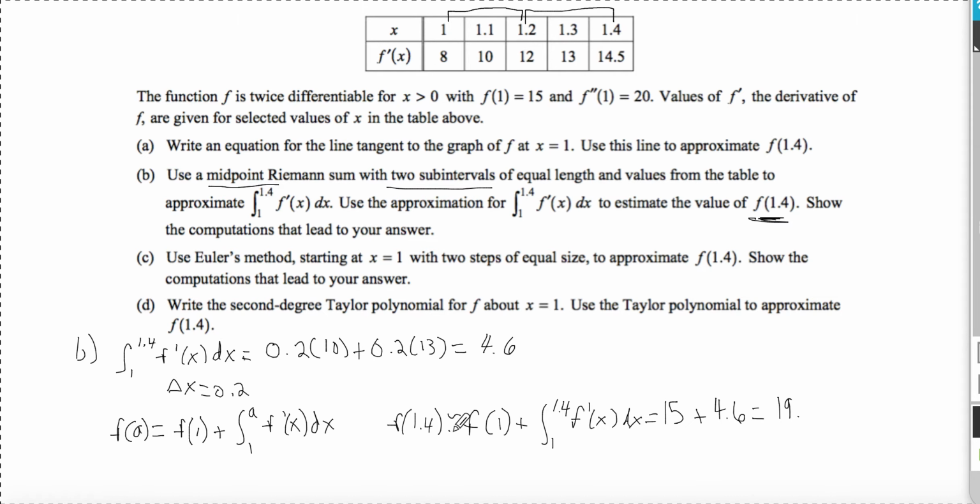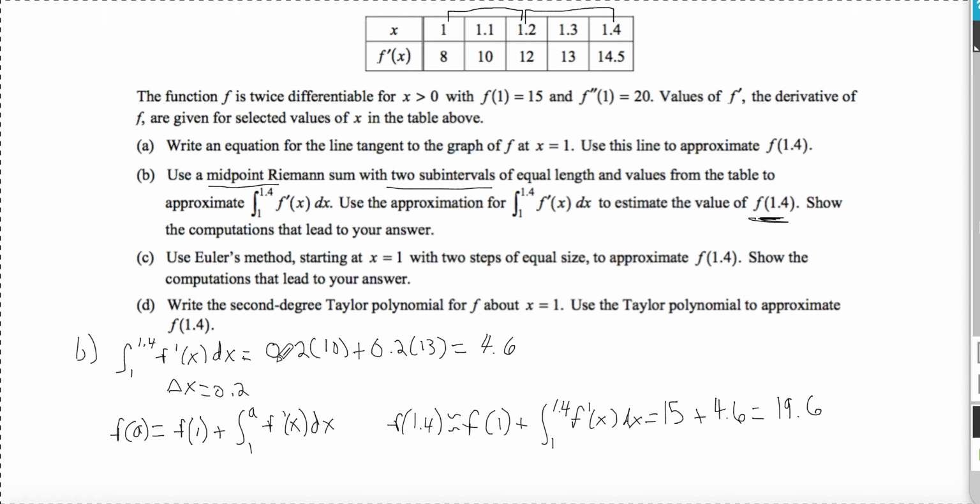F of 1.4 then will be approximately f of 1, which is 15, my initial value, plus the integral of my derivative across my interval from 1 to 1.4. So I found that that was 4.6, so adding them together should give me 19.6 as my approximated value.